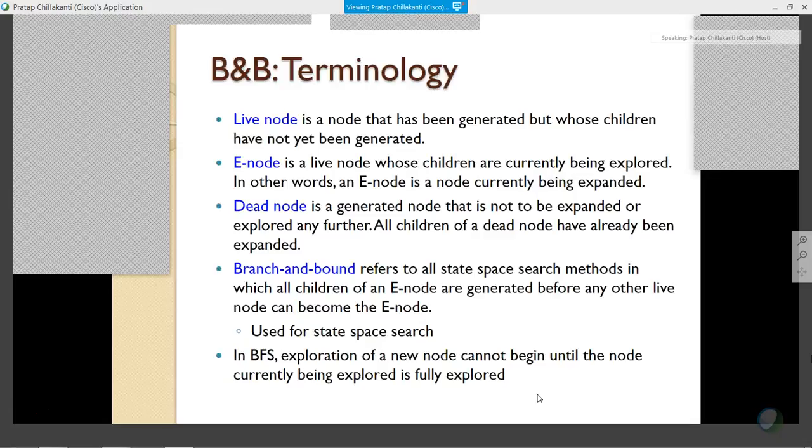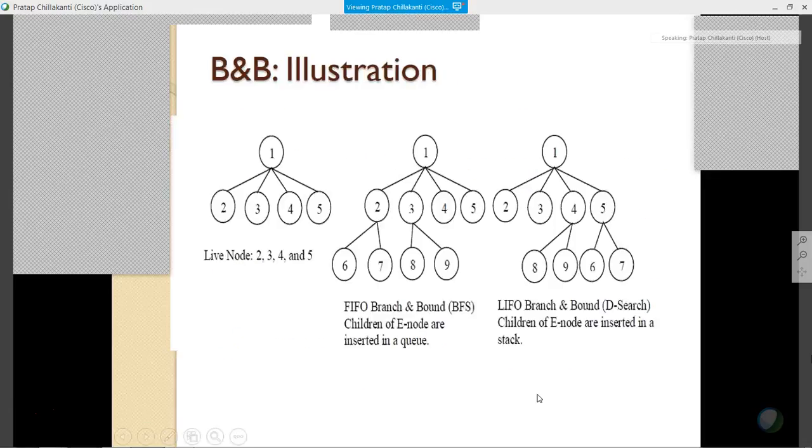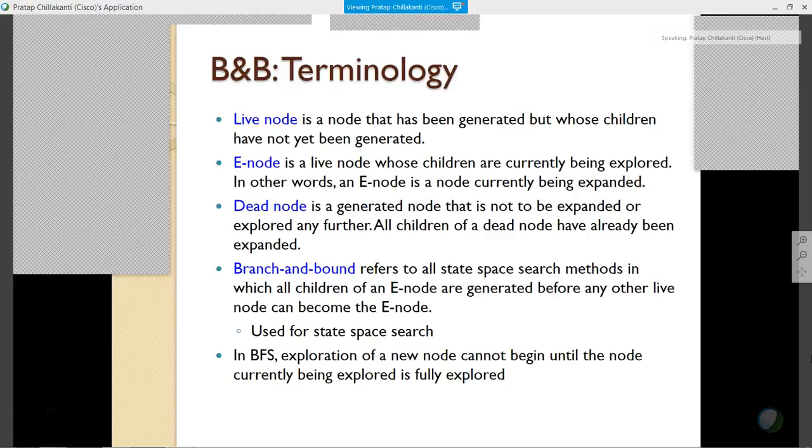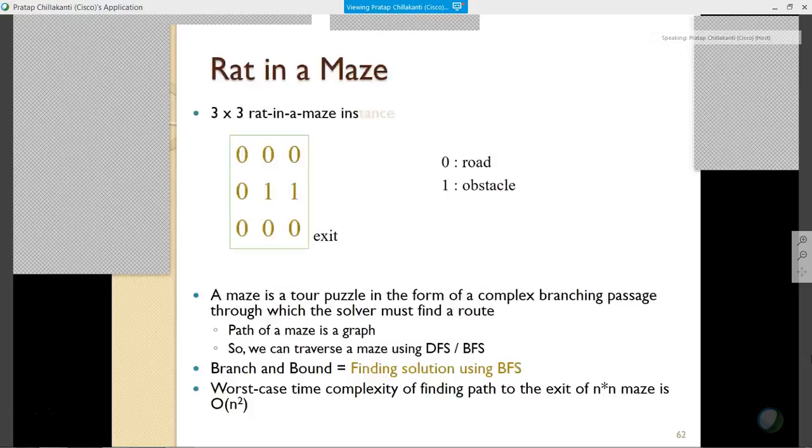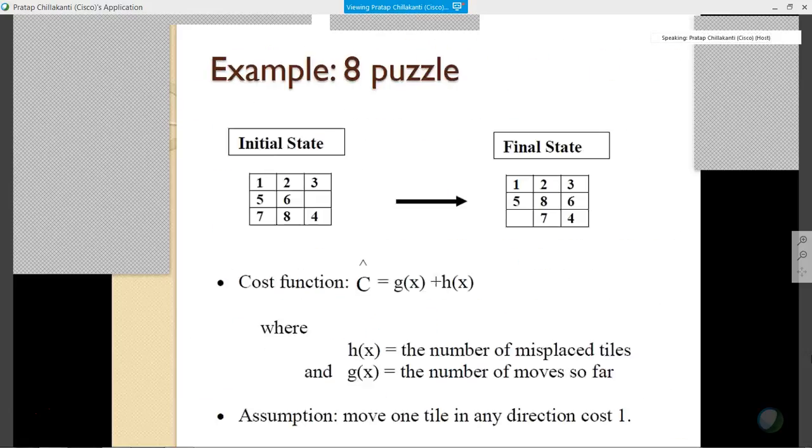So let's look at this illustration here. What are the live nodes when you're expanding things? Puzzle problem. Oh, I see, okay. You want me to come back to the puzzle problem. There's a request here to explain the puzzle problem, so we'll start from here.